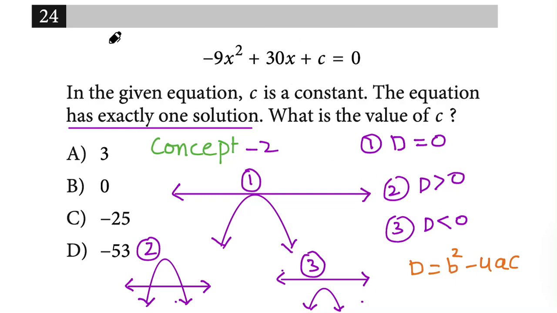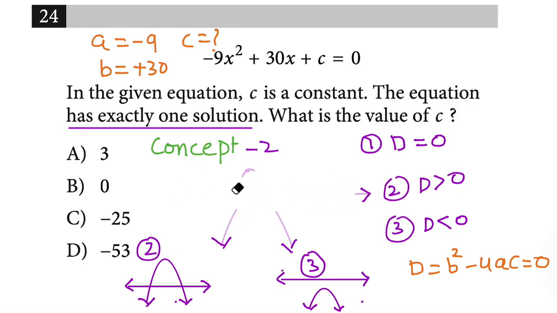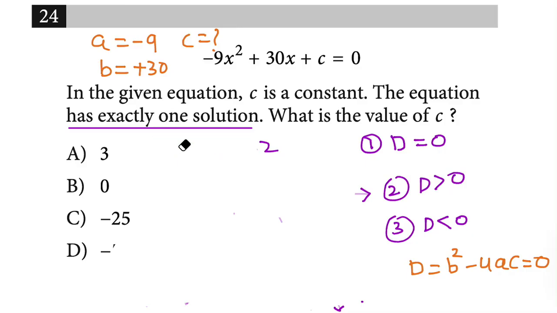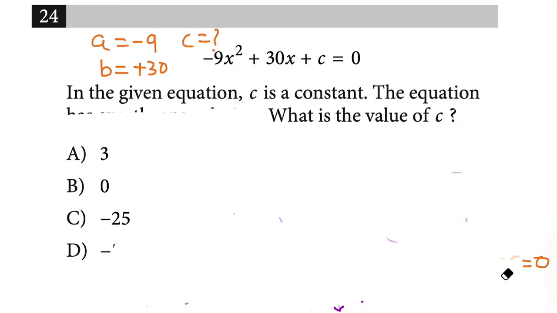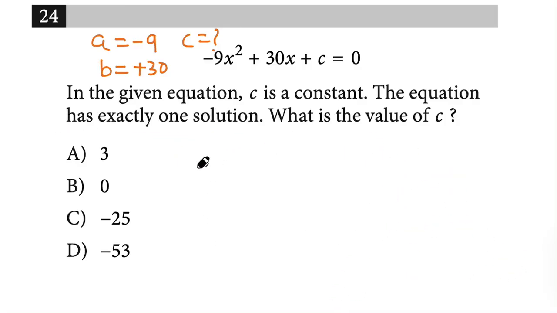So here a is negative 9, b is 30, and c we have to calculate. Till now we are clear that we have to find b squared minus 4ac, and because it has exactly one solution, d is equal to 0, so we put that equal to 0 and find the value of c. You can stop here one more time and revise the concept, because now I am going to apply these concepts to the question and find the value of c.